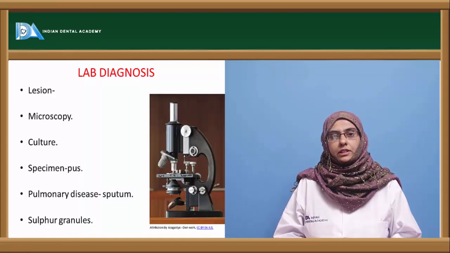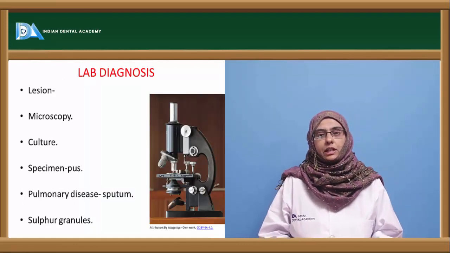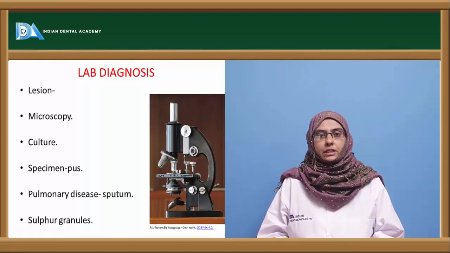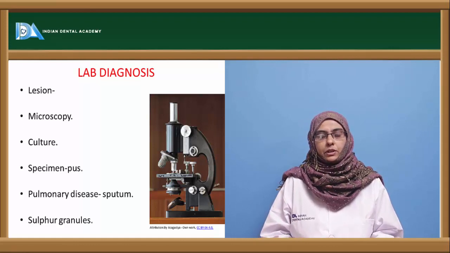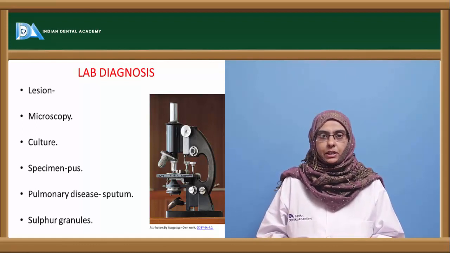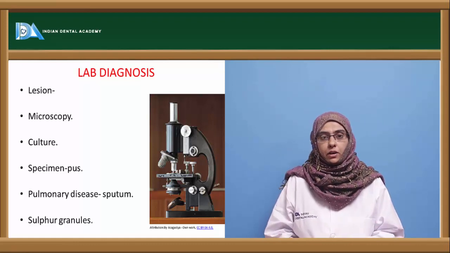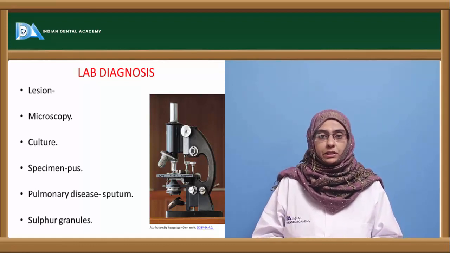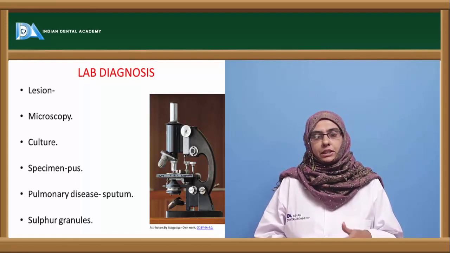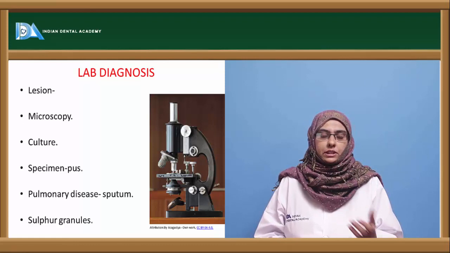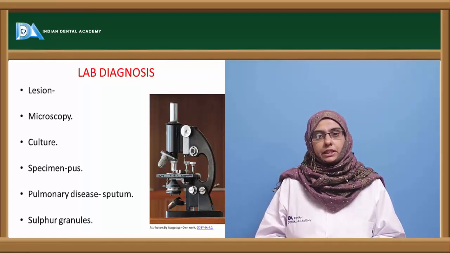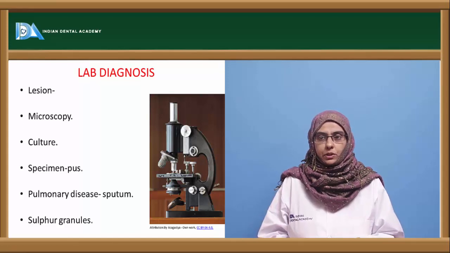Coming to the lab diagnosis, how do we identify this organism in the lab? We can go with the demonstration of the organism from the sulfur granules under the microscope, or isolation of the organism in a culture media or a specific media used to isolate the organism. The specimen used here is pus, because there are multiple discharging sinuses related to the disease. The pus can be taken as a specimen, and in the case of pulmonary disease, the specimen is sputum.